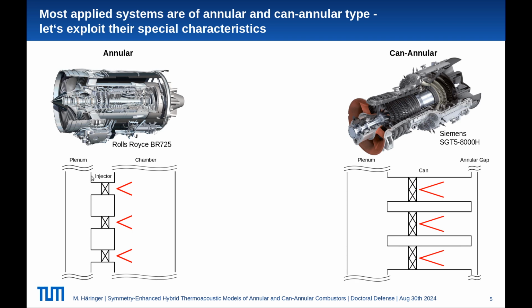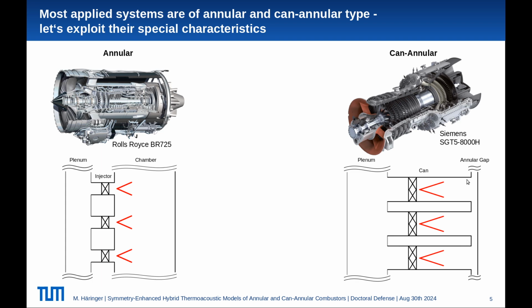In an annular type, you have multiple flames sitting in one common chamber, and each flame is fed by an injector, and the injectors are connected by the compressor outlet plenum. In a cannular burner, you have individual cans where you have one flame each, and these cans are connected by a compressor outlet plenum again, and a small annular gap in front of the first turbine stage.